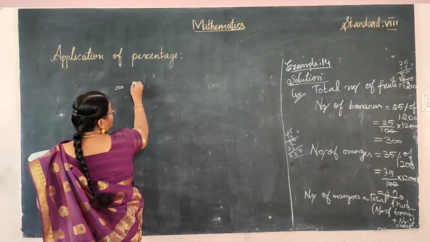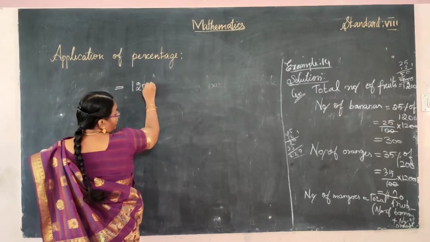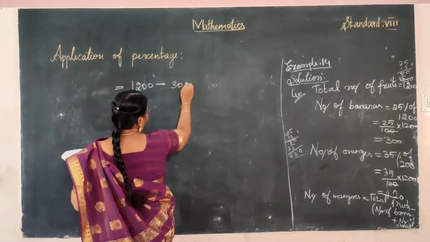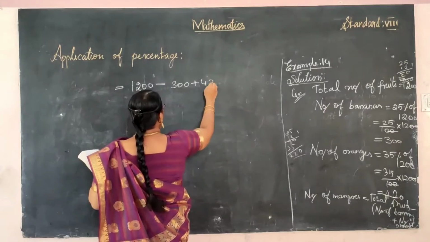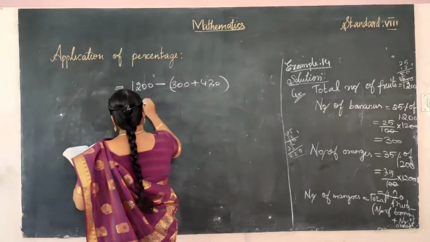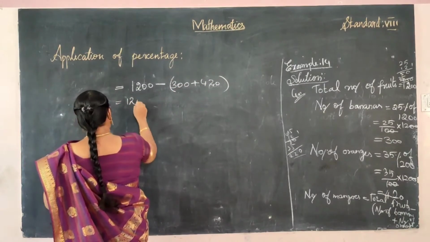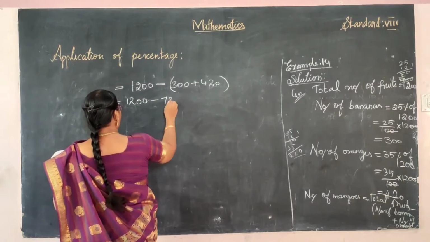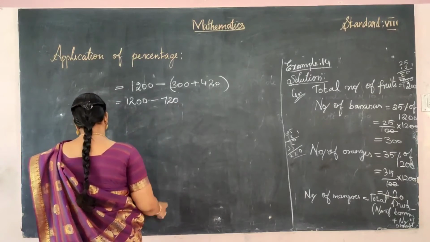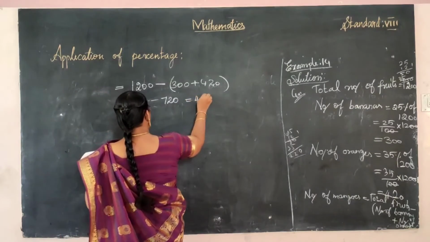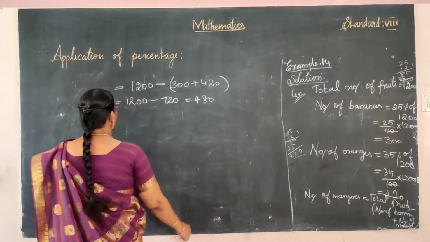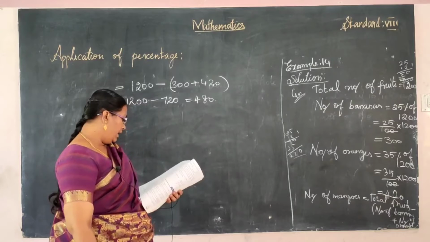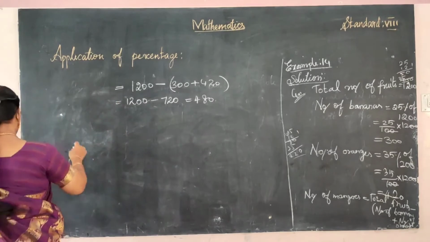So total fruits 1200 minus number of bananas 300 plus 420. Okay, so add the values: 720. Subtract these values, we get 480. Okay, 11 minus 7, 4. So 480. That's all.